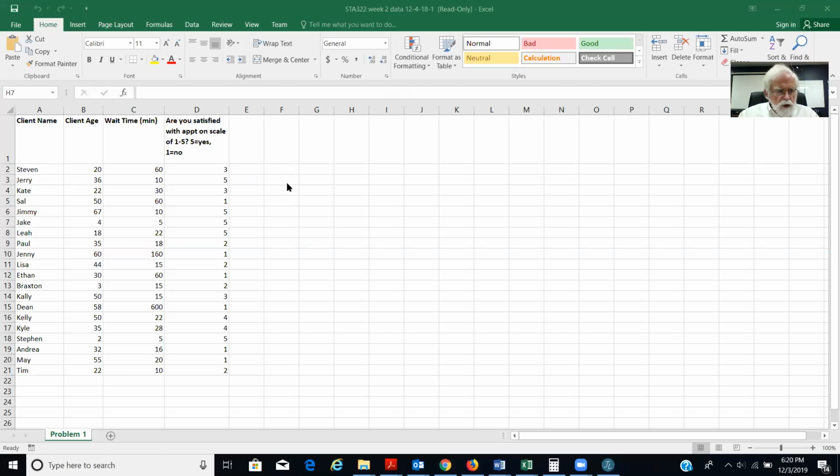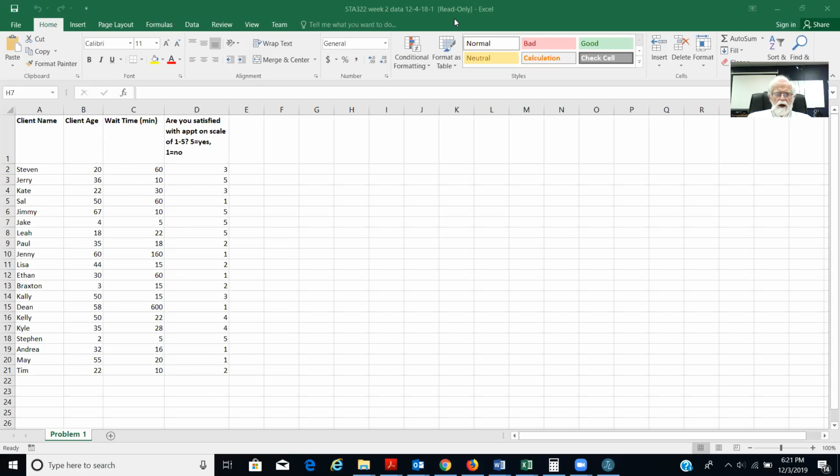Okay, so here's the data set, and you can have pulled that up yourself. And it really is out of a doctor's office. We have our client names, we have ages, we have wait times, and then we have a satisfaction score on a scale of 1 to 5. Note that there are some pretty big numbers in the wait times. So we'll discuss things called outliers between now and Thursday.